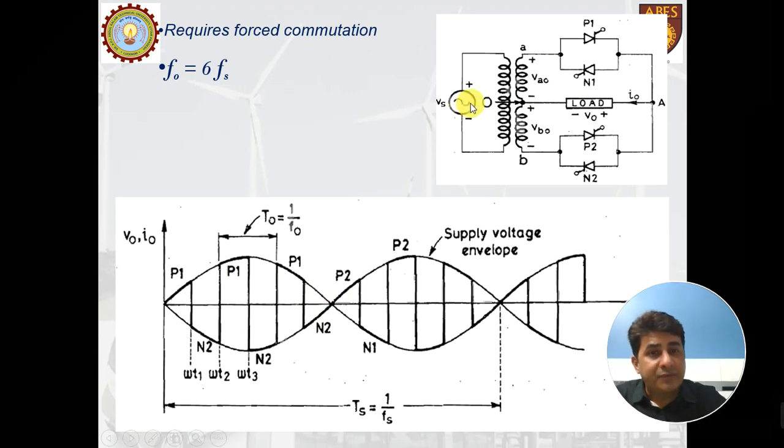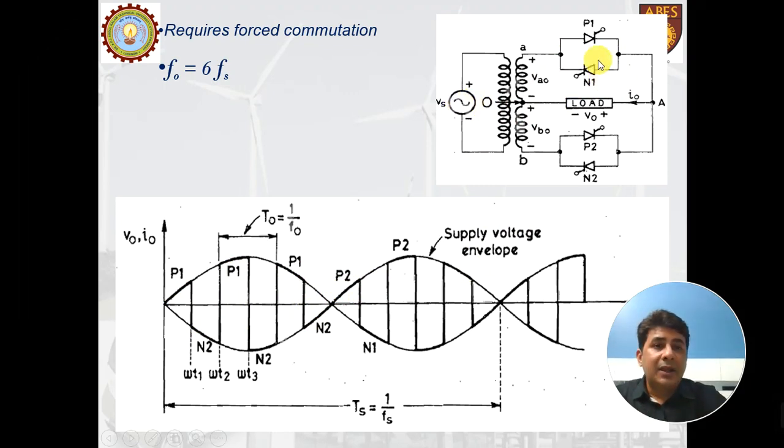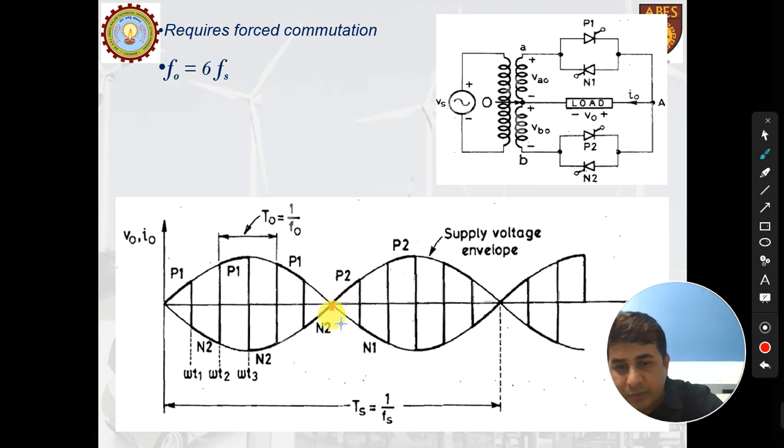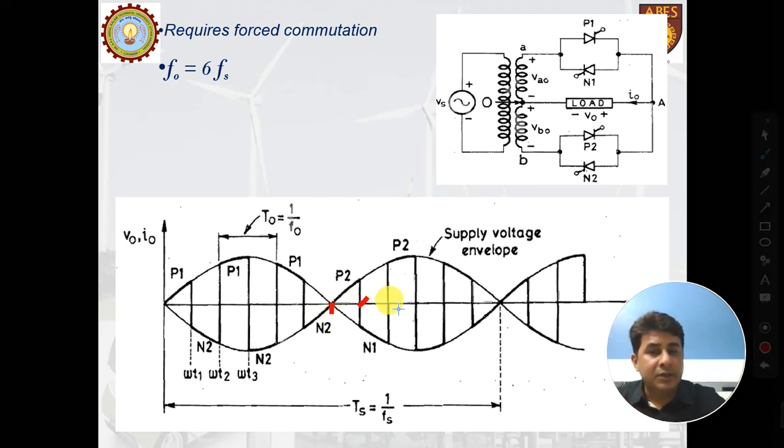During the second half of the supply, this thyristor N1 becomes forward biased from the upper group, and this thyristor P2 becomes forward biased from the lower group. So what we'll do at this point, we will give a pulse to P2, and we will allow this P2 to conduct from this point to this point.